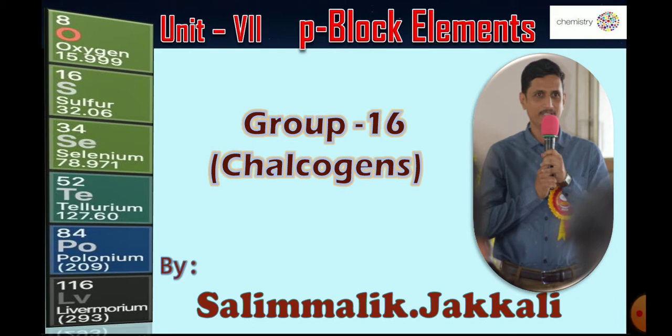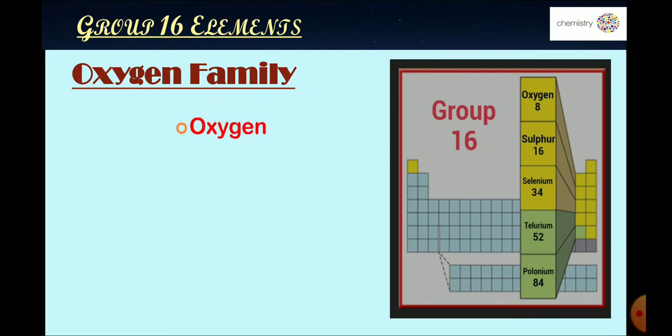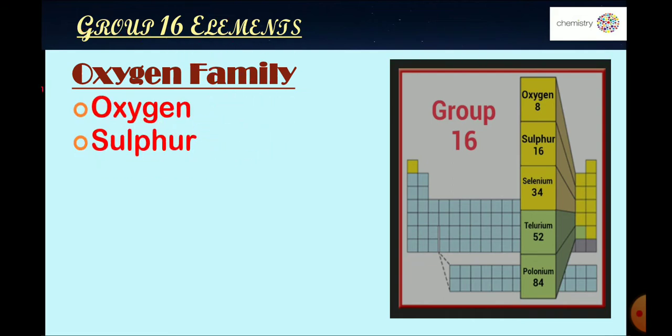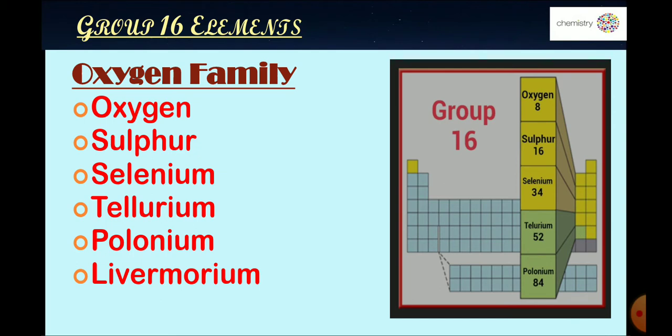In the previous class, we studied group number 15, that's the nitrogen family. Today, let me begin with the next group, group number 16 elements. Group number 16 elements are also called chalcogens. The elements present in group number 16 are oxygen, sulfur, selenium, tellurium, polonium, and livermorium. This group number 16 is also known as the oxygen family.